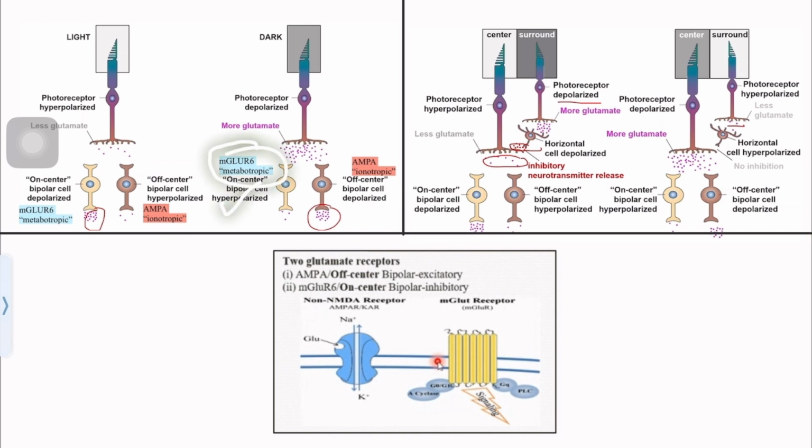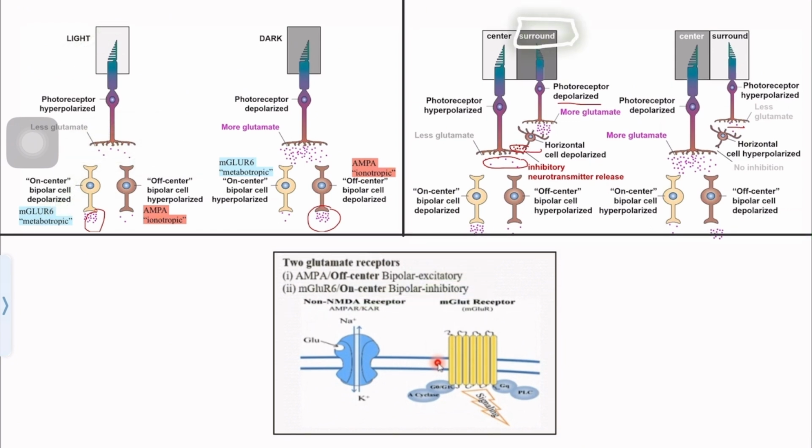Now in the light, the photoreceptor, as we mentioned before, will be hyperpolarized, having less glutamate at the synaptic terminal. So the off-center cell, which was depolarized by the effect of glutamate, in cases of less glutamate, it will be hyperpolarized, and the on-center cell, which was inhibited by glutamate, will be depolarized in the light because we have less glutamate.